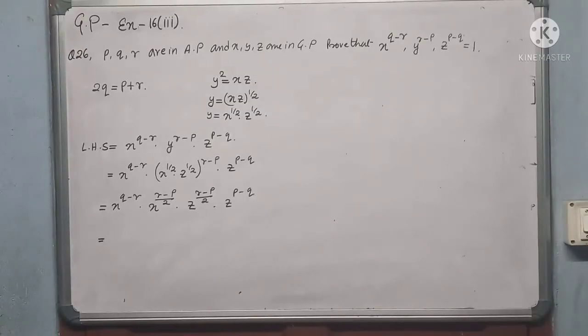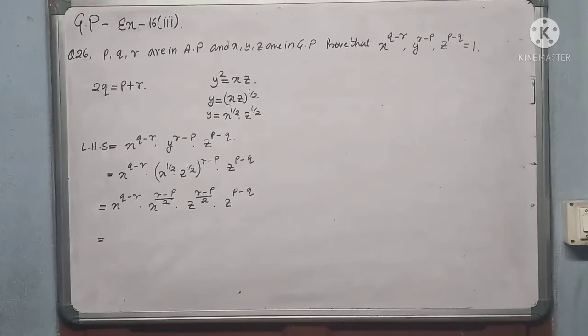Now this is question number 26. P, Q, R are in AP and X, Y, Z are in GP. Prove that X to the power Q minus R, Y to the power R minus P and Z to the power P minus Q equals 1. If any three numbers are in AP, meaning P, Q, R in AP, we can write 2Q is equal to P plus R. And X, Y, Z are in GP means Y square is equal to XZ. Now from that relation we can calculate the value of Y: Y is equal to XZ to the power half. Then Y is equal to X to the power half and Z to the power half.